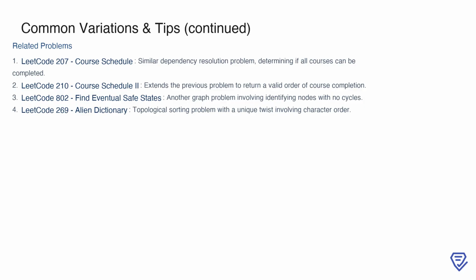Finally, LeetCode 269, alien dictionary, offers a unique variation of topological sorting, where you determine the order of characters in an alien language based on given word dependencies. Exploring these problems can deepen your understanding of graph-based dependency resolution techniques.